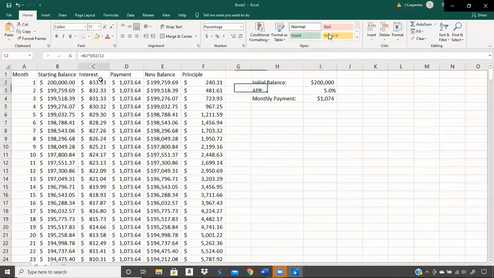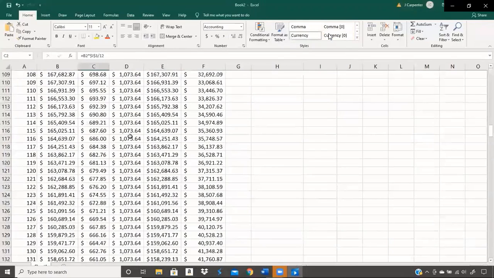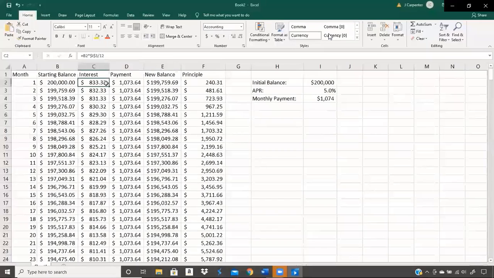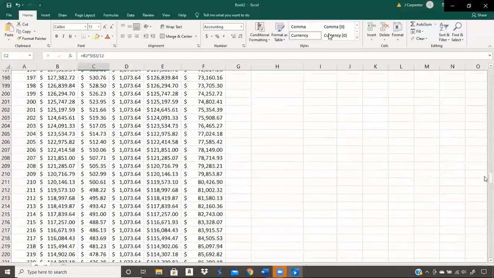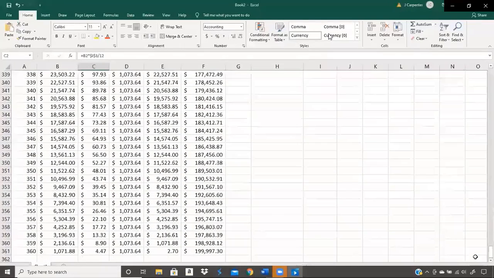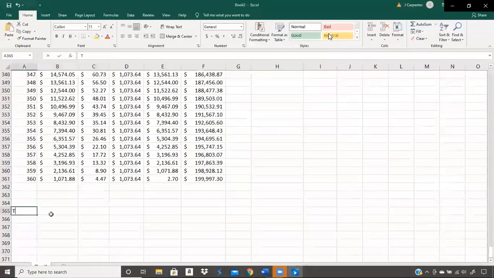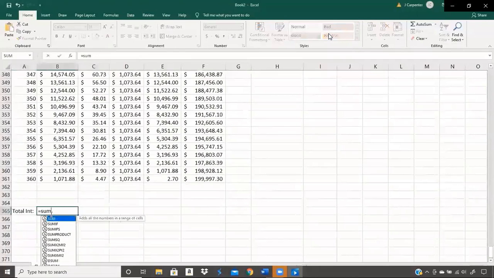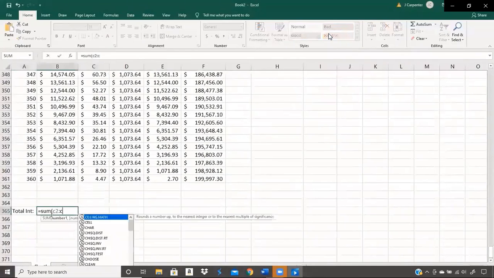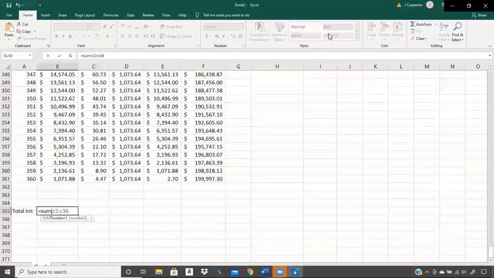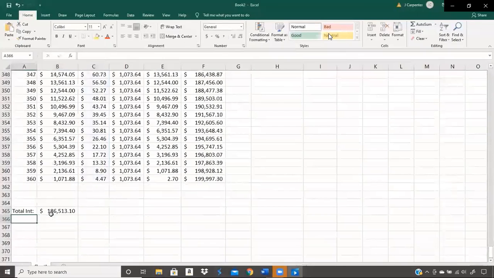How else can I scare you? All right, let's look at the interest with this 3.5 versus 5% loan. So we already have this set up correctly for the 5% loan. So interest column, let's just add up every single interest payment we made, which is C2 through C361. So total interest equals sum, open parentheses, C2 colon C361. And we can see that I've got all those highlighted if I scrolled up, close my parentheses. And we're paying $186,513 in interest on this loan.